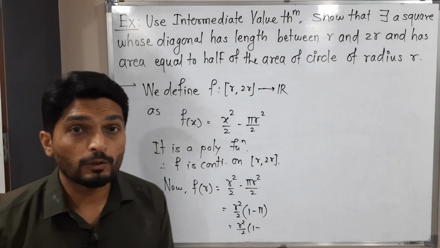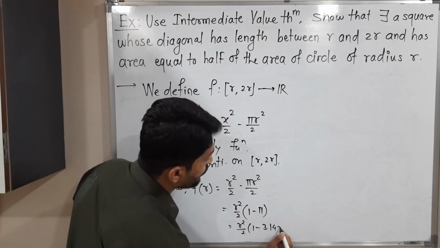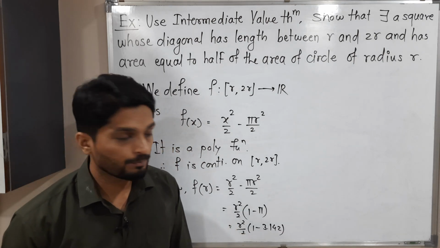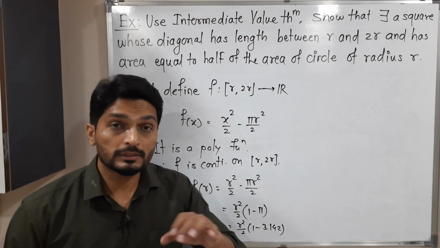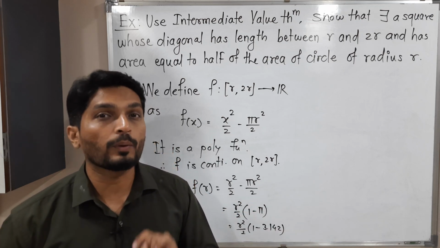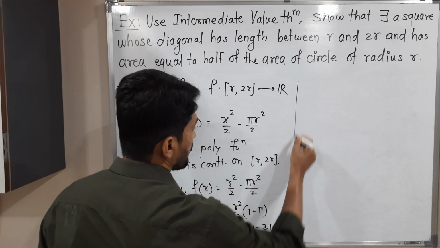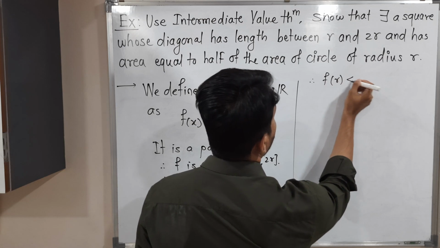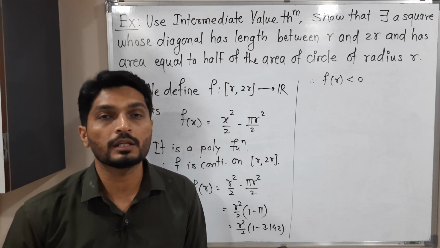We don't know the exact value of pi, but it is 3.142 something. R square is positive since there is square. 2 is positive, we know. 3.142 is greater than 1. We are subtracting a larger number from a smaller one, so obviously it will give us a negative value, right? So here we are getting a negative value. Therefore, f of r is less than 0. At point r the function is giving a negative value. Okay, please note down this thing, so much important.